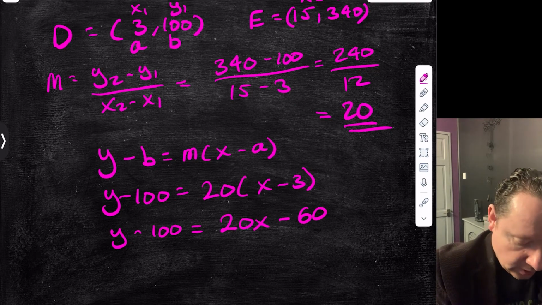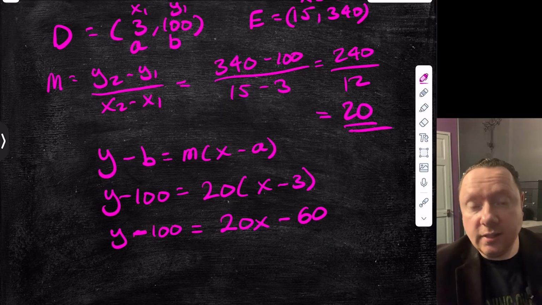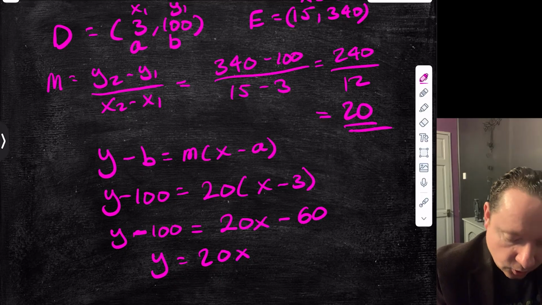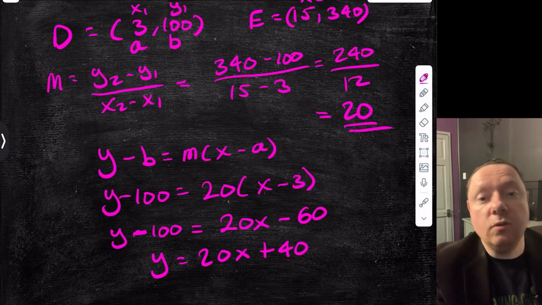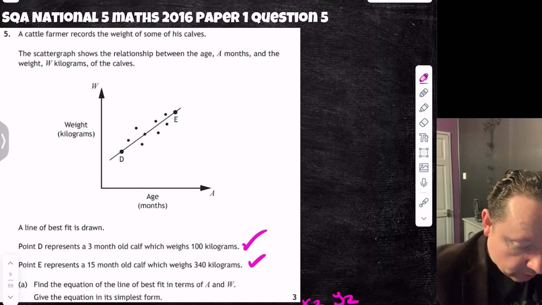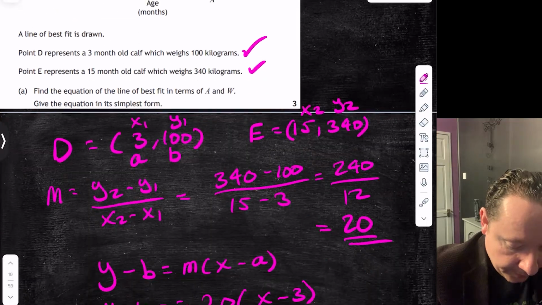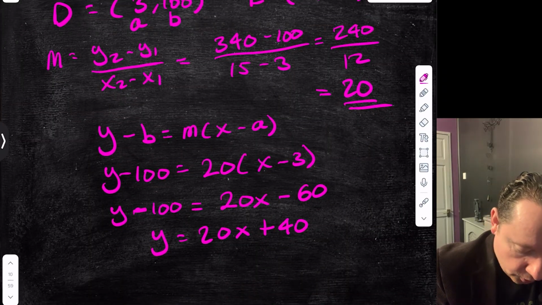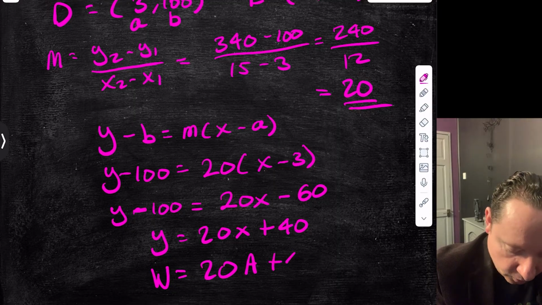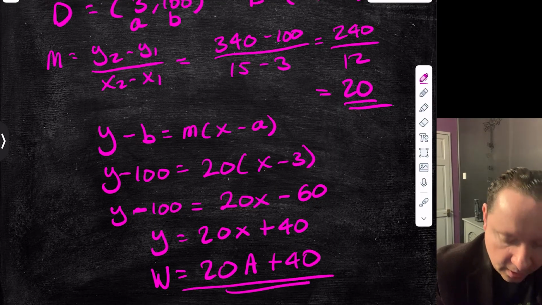It says minus 100 on this side, so if I add 100 to the other side, I'll have y on its own. So y equals 20x. 100 minus 60 is plus 40. And usually I've done it with a straight line, but now we need to look at what it's telling us in the question. It's w and a. So I write w for y, equals 20a for x, plus 40, and that's part A done for all our marks.